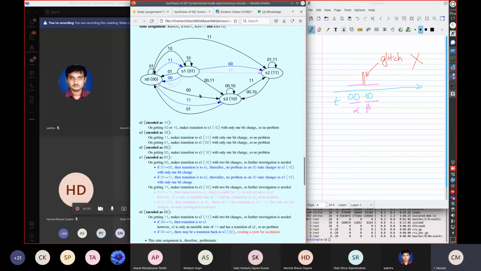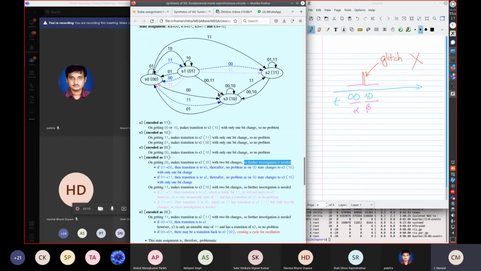So let us see. S1 is encoded as 0, 1 and S3 is encoded as 1, 0. And on getting 0, 0, or for that matter, 1, 1, it makes a transition to S3, but there are 2-bit changes, okay? Now, we say that further investigation is needed.